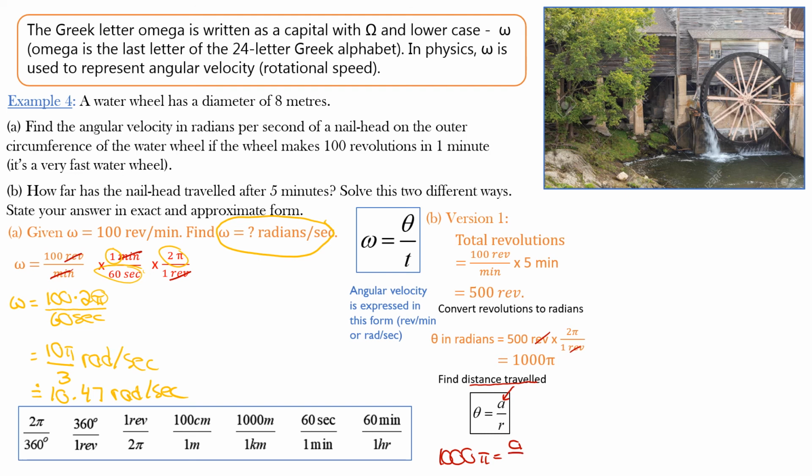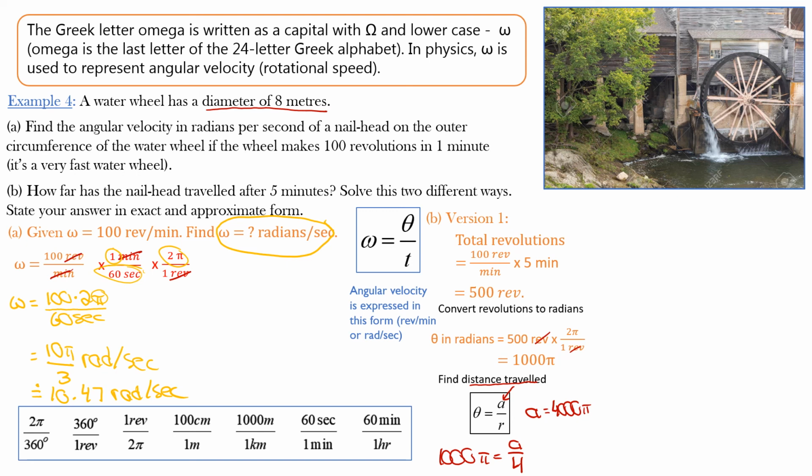My radius, what's the radius? We haven't really talked about this yet. Look right up to the top of example 4. It has a diameter of 8 meters. So the radius is 4. So I get an arc length. I'll put it right here. My arc length is 4,000 pi. That's an exact answer.